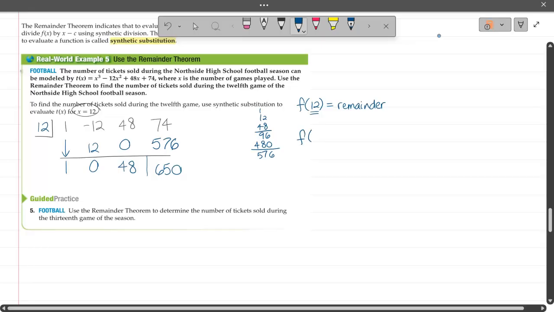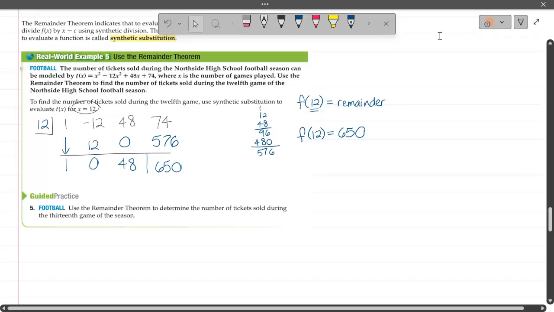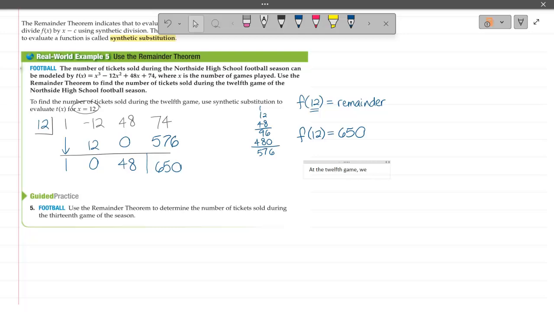So f of 12 is 650, meaning, if we type this out, we would say at the 12th game, we expect to sell 650 tickets.